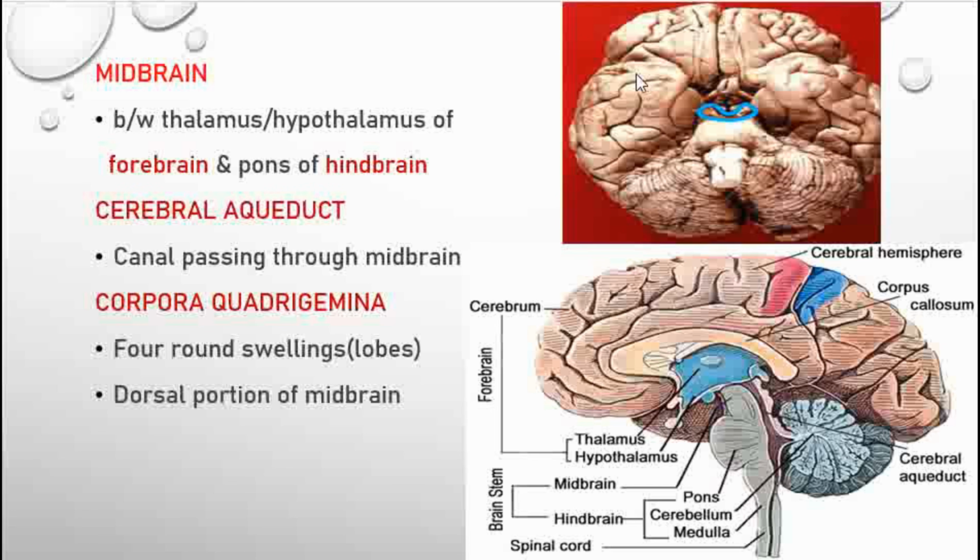Next part is the midbrain. The exact location of the midbrain is between the thalamus or hypothalamus of the forebrain and the pons of the hindbrain. So that is the exact location of the midbrain. So you can see here the midbrain here.